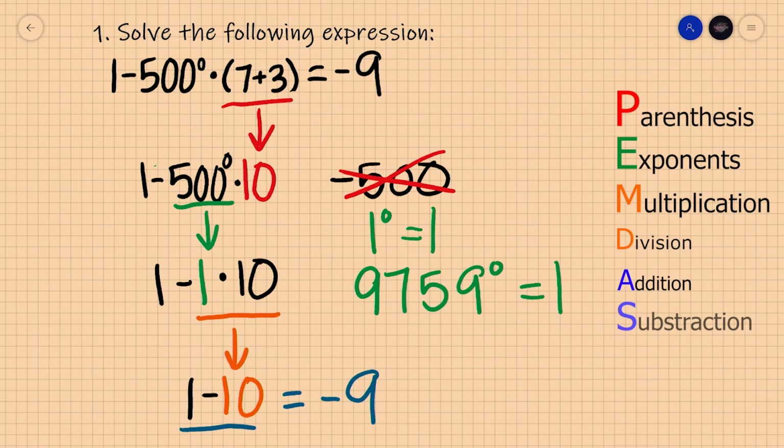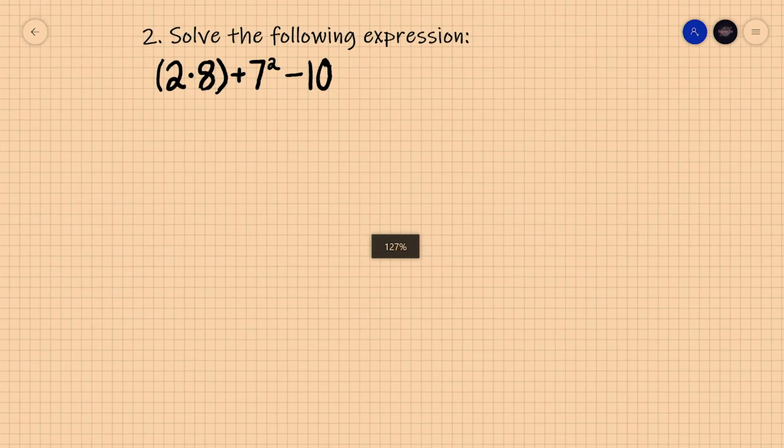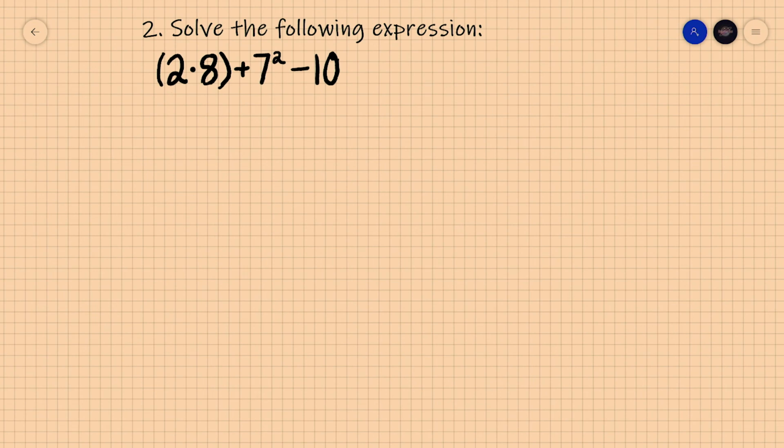Now we will be moving on to the second question. So the second question is (2 times 8) plus 7 squared minus 10. Once again, I will just give you guys another 5 seconds to try and figure this one out.